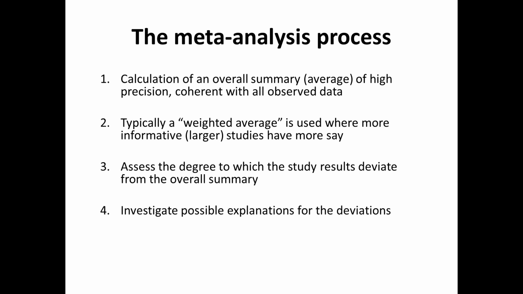But it's not enough to know how the results deviate from our overall summary, we also want to investigate possible reasons why that's the case. So we want to investigate potential sources of heterogeneity to understand why the individual study results deviate from our overall summary. So that's the general meta-analysis process that you can apply to any type of review. It's the actual methods that we then use for meta-analysis where things get different from the methods typically used in meta-analysis of interventions.